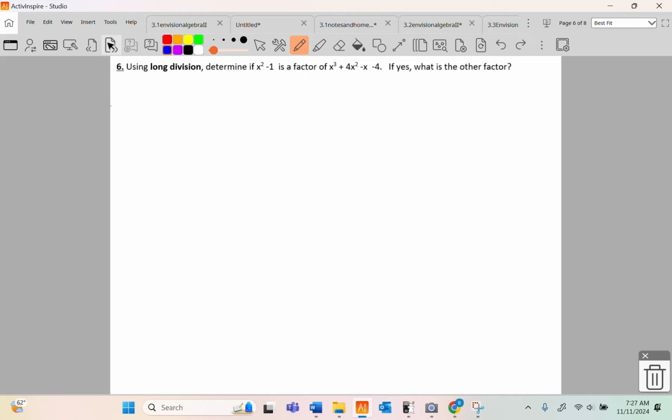Using long division, determine if x squared minus 1 is a factor of x cubed plus 4x squared minus x minus 4. If so, what is the other factor? So outside of my vinculum, I put x squared minus 1, and inside, I'm looking for placeholders. I don't need any. X cubed plus 4x squared minus x minus 4.